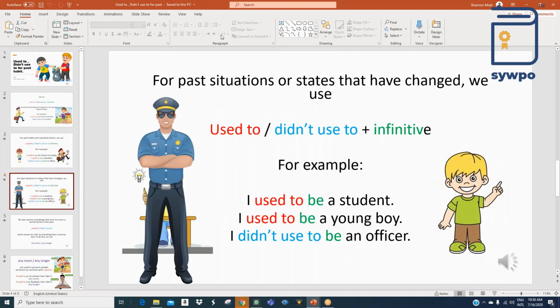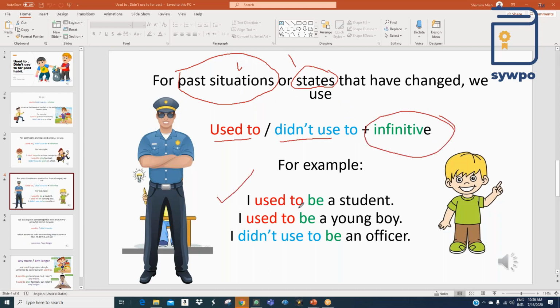Now, look again. We also speak about past situations or states. States are like, you see, when I say how are you, the word are, the word is, the word am, these are about the states. They don't refer to any action, only refer to your being and how you are and who you are, something like this. So we talk about situations and states in the past. For example, used to, didn't used to with the first form of the verb.